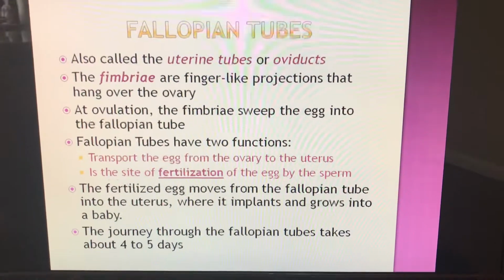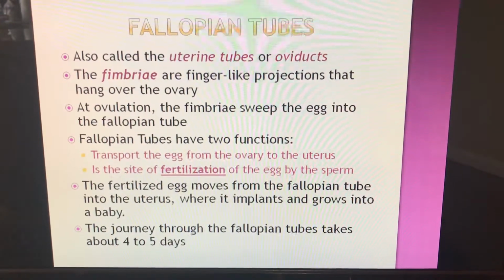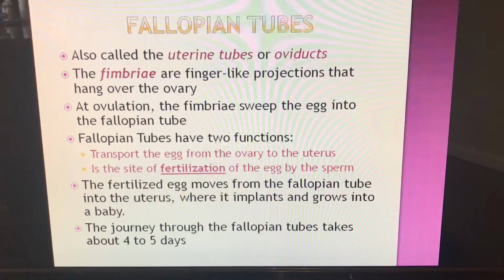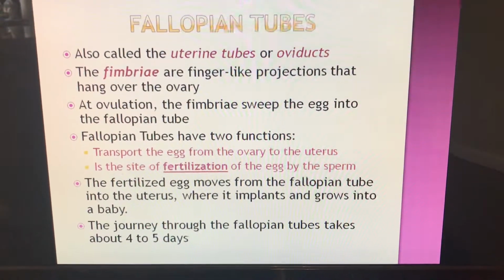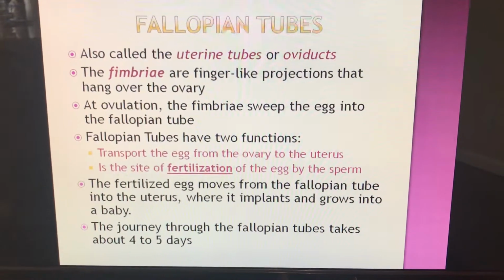by the sperm. If the fertilized egg moves from the fallopian tube into the uterus, this is where it grows and it implants to make the baby. And this journey through the fallopian tube takes about 4 to 5 days.